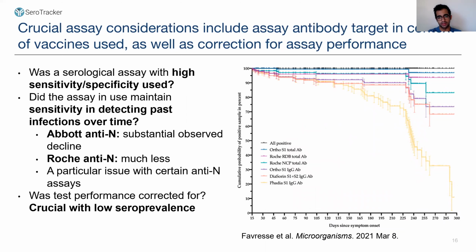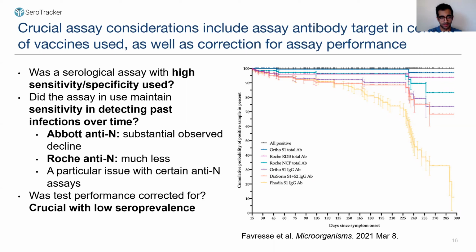Secondly, there are some assay considerations to keep in mind here. And John touched on some of these earlier on. In essence, assay performance, sensitivity, and specificity matter, particularly in settings where the true seroprevalence is low and there might be quite a few false positives with a low specificity assay. But also, there appear to be considerable differences in how well different assays maintain their sensitivity in detecting past infections over time.